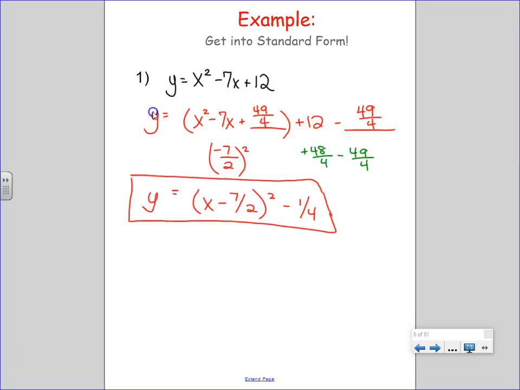How did I get 48? If you don't want to think about the pizza analogy, you can think about, okay, times 4 over 4. There you go.